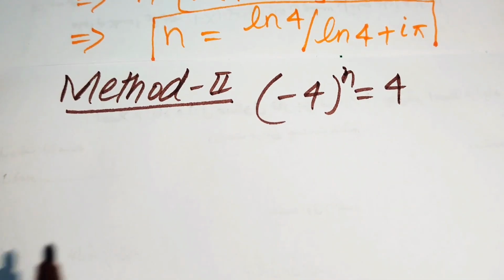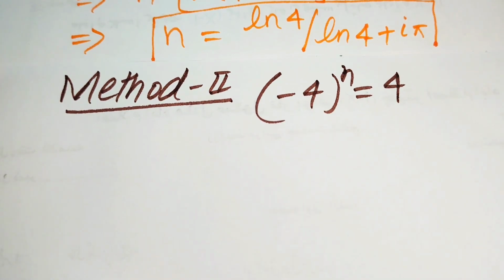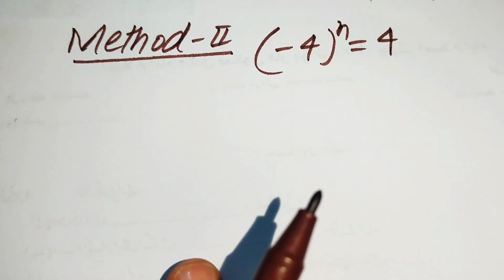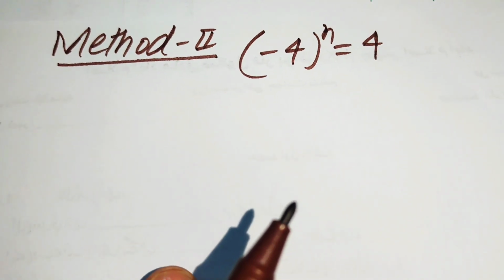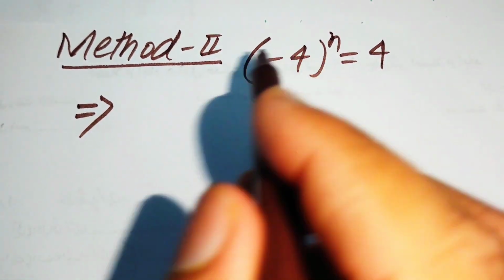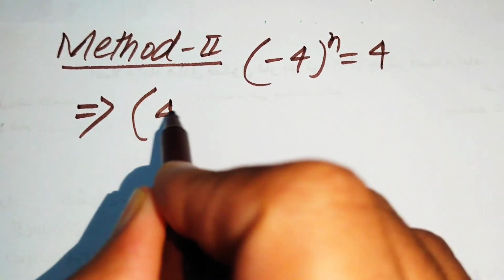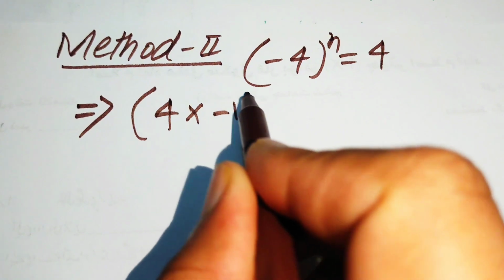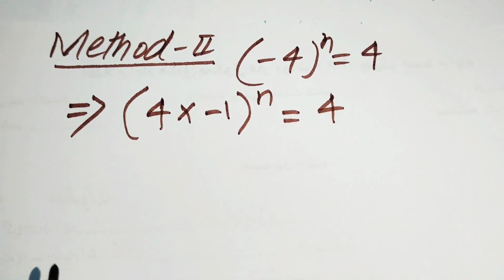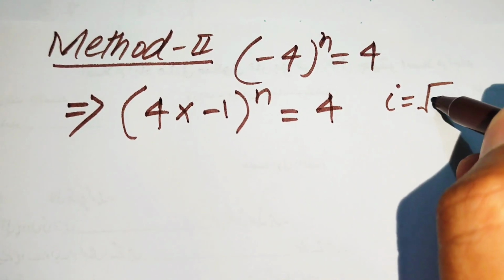So in the second method, first we copy down the question statement, and it is minus 4 to the power of n equals to 4, and here we solve this question by the second method. So here you again focus on the left hand side, and we have minus 4 to the power of n, and we will just write it as 4 multiplied by minus 1 and its whole power n equals to 4. So here we know that iota is equal to square root of minus 1.